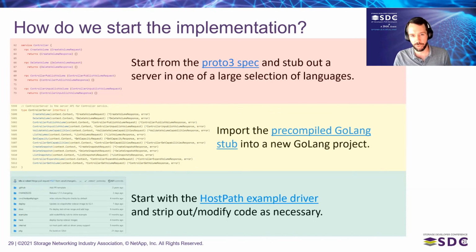The host path example driver is Apache v2 licensed. The BeeGFS CSI driver is Apache v2 licensed. So as long as we're careful about giving attributions to the appropriate people in the appropriate places, it's a great way to get started with CSI driver implementation, and something that I highly recommend.